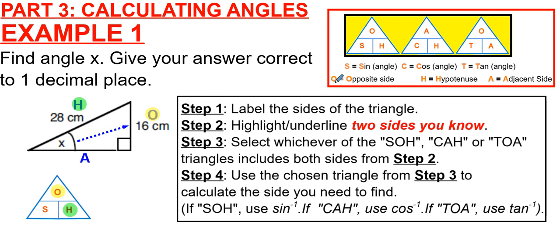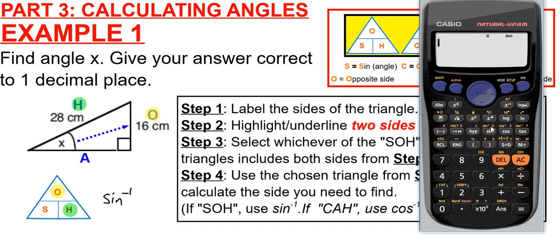So as I've said, now we're going to use the S, but now it's going to be sin minus 1. So the angle, we're going to type in sin minus 1. So how you do this on a calculator, look for your sin button. Above it is sin minus 1 in yellow. You need to press shift sin minus 1.